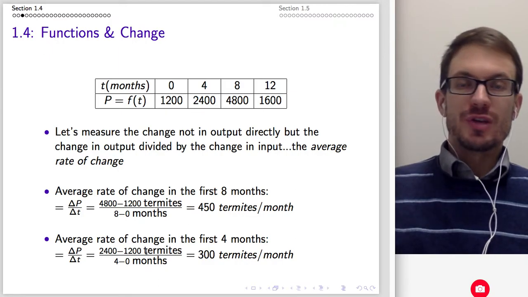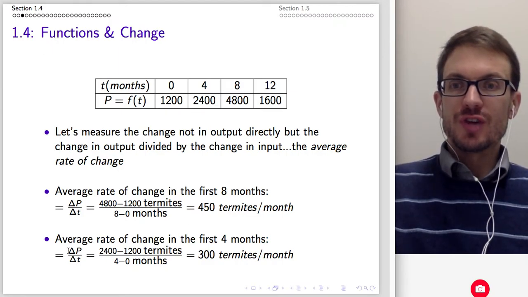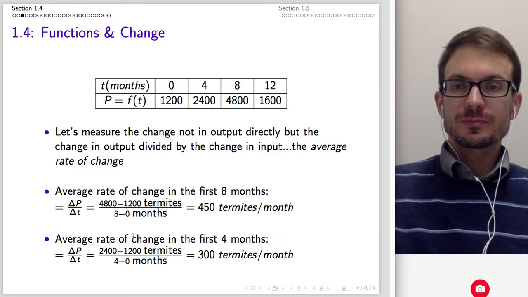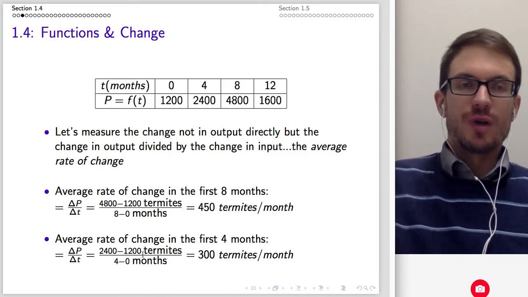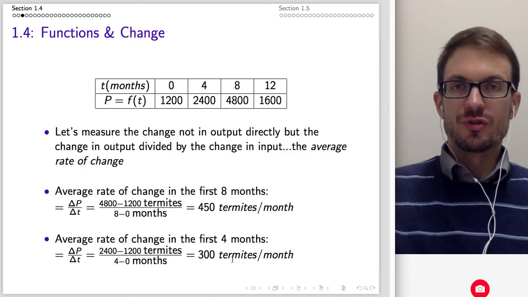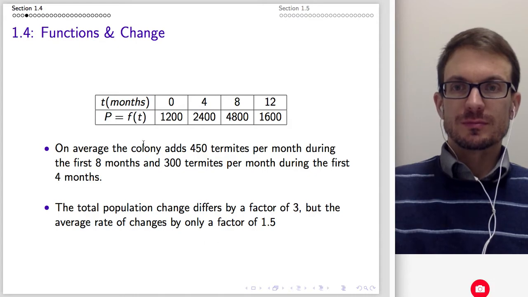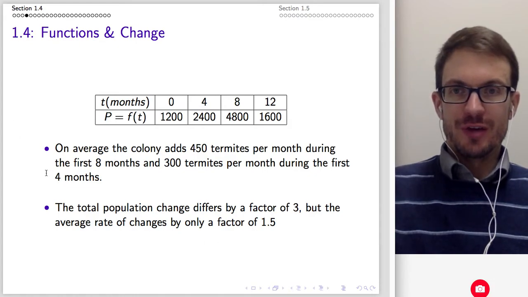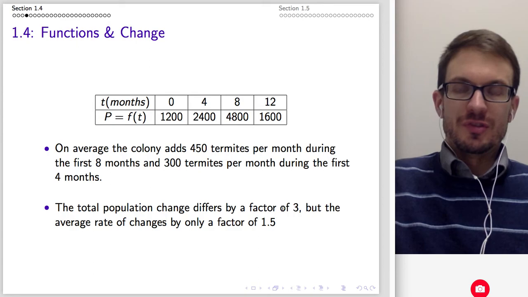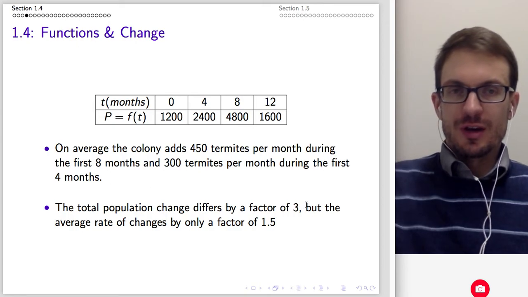And then the average rate of change in the first 4 months, well, this is our change in population from month 4 to month 0. And then over those 4 months, we find, oh, 1200 divided by 4 is 300. So we have an average growth rate of 300 termites per month. And this slide just summarizes that result. And then here, this is just so we can compare these things.